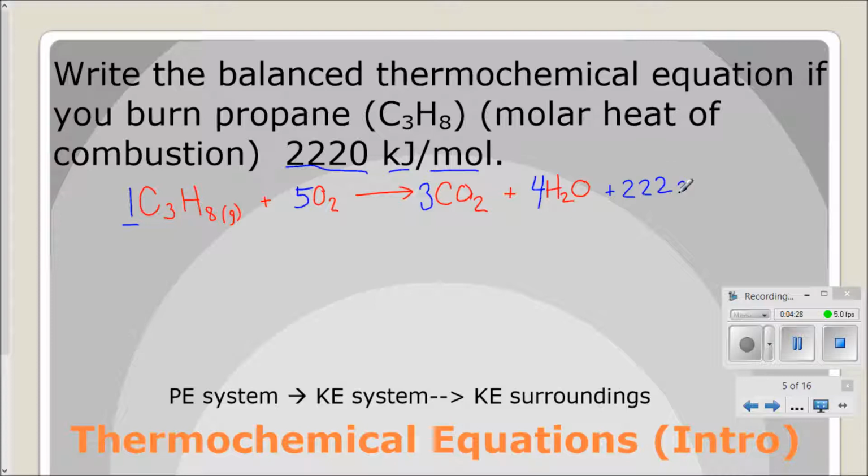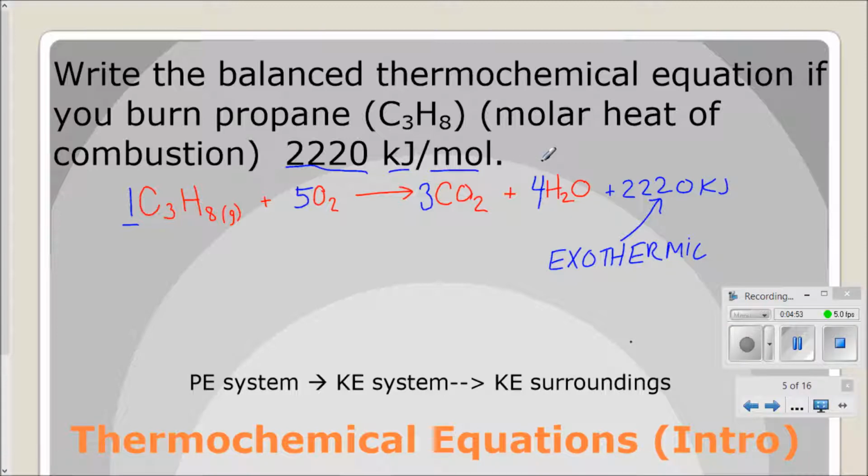And we're also going to introduce a new idea to you. This means, and I should be doing it in red because it's hot, it's an exothermic reaction. So it's exothermic because it's releasing heat, and therefore heat is going to be a product of our reaction. So where did this energy come from?